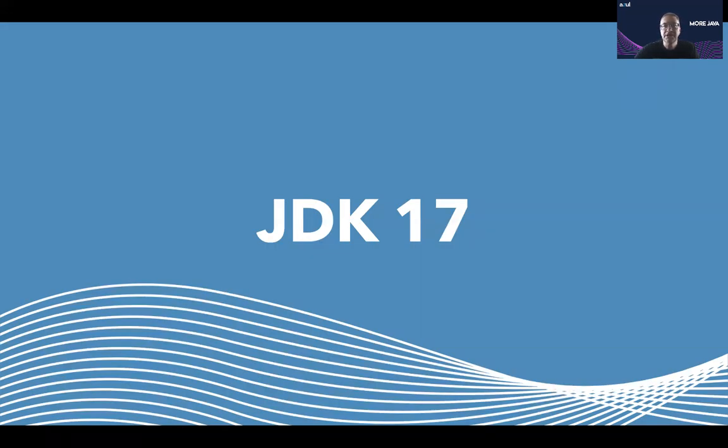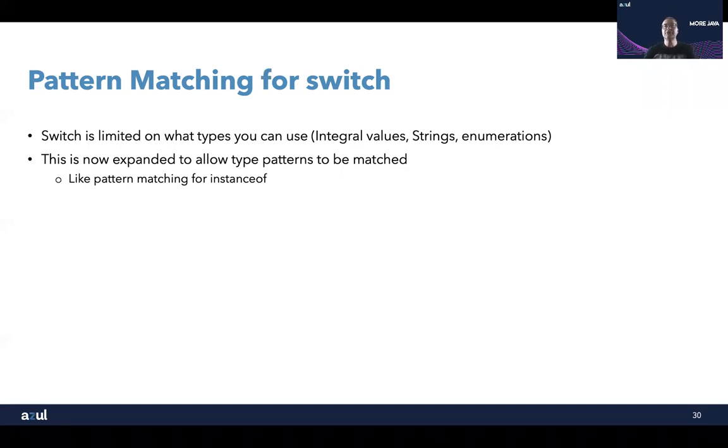JDK 17, bringing us right up to date. What we get here is more pattern matching. So now we've extended beyond instanceof into switch. The limitation with switch before was that we could only switch on an integral value, a string, or an enumeration. Now we can also switch on a type.